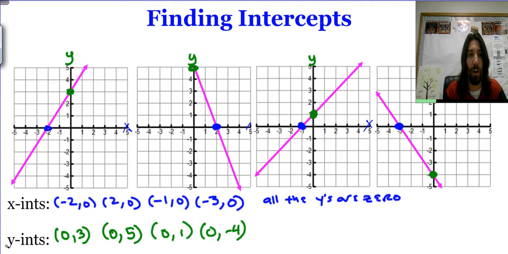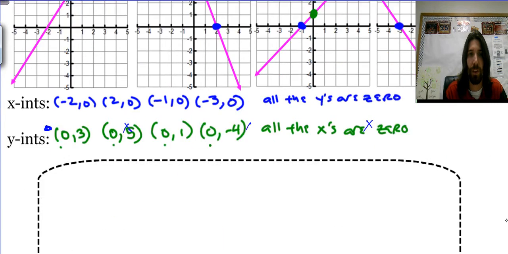What do you notice about all the y-intercepts? Yeah, all of the y-intercepts have an x value that's 0. So all the x's are 0. That's what you want to write down in your notes.